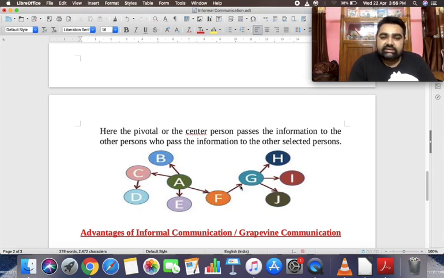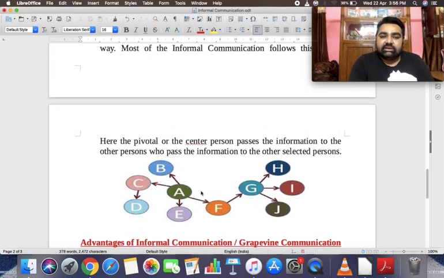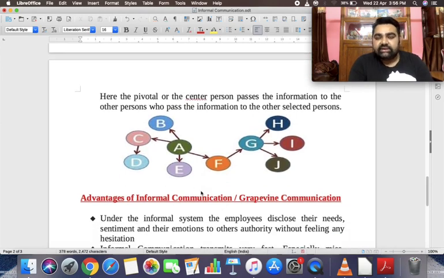So in this case, the center person passes the information to another person, who passes the information to another selected person whom he trusts. So this was all about the informal communication or grapevine communication and its types.